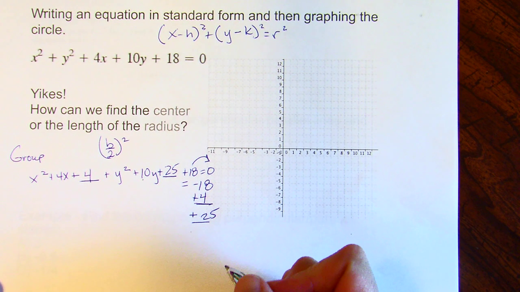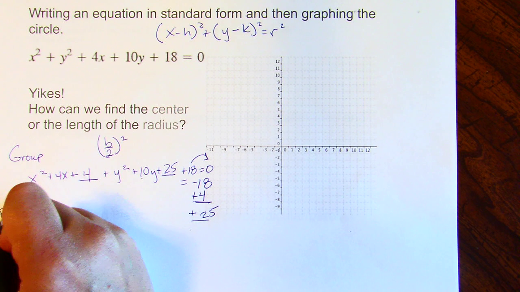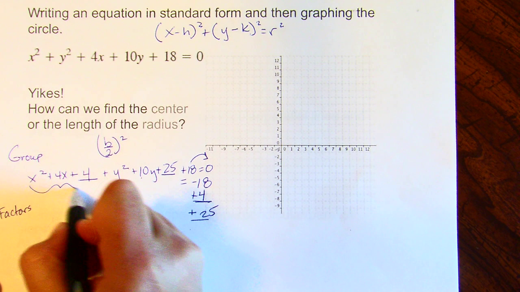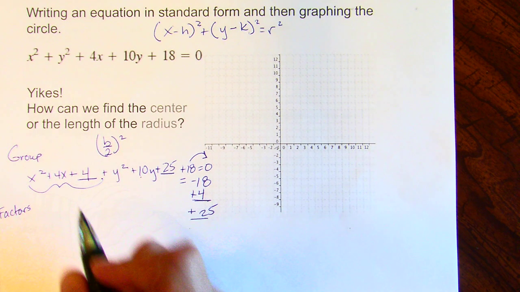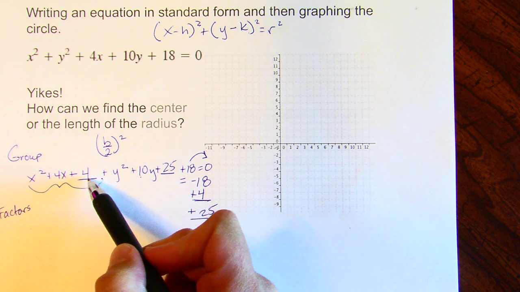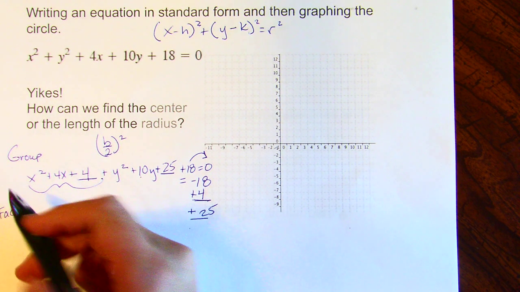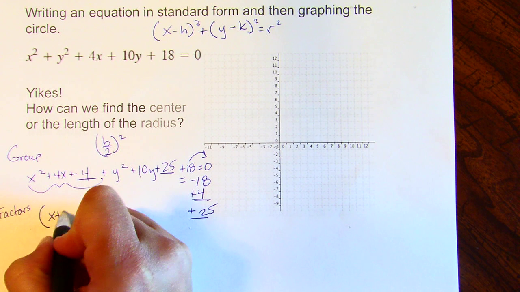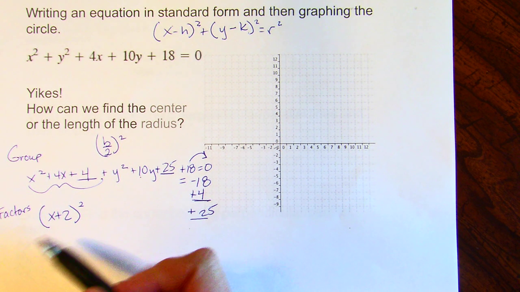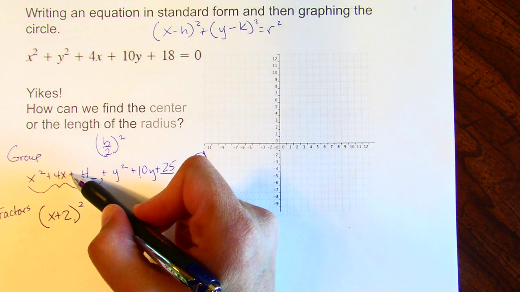Once we are done with our grouping, we're going to go ahead and put them into factor groups. So that means this whole section, I'm going to put it into something that has like an x plus whatever. And what is it when you were to take a quadratic like this and factor it? It's the x plus 2 and x plus 2. So we'd say that's x plus 2 squared. If I was to take this and FOIL it, it would become that.